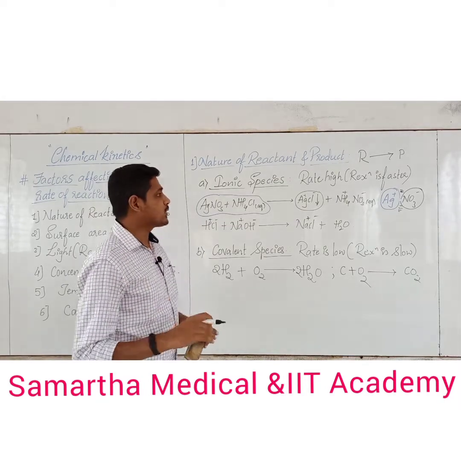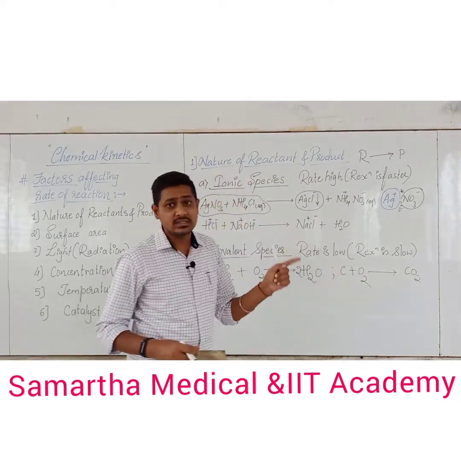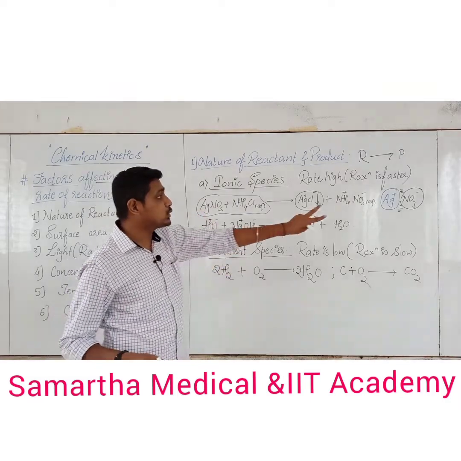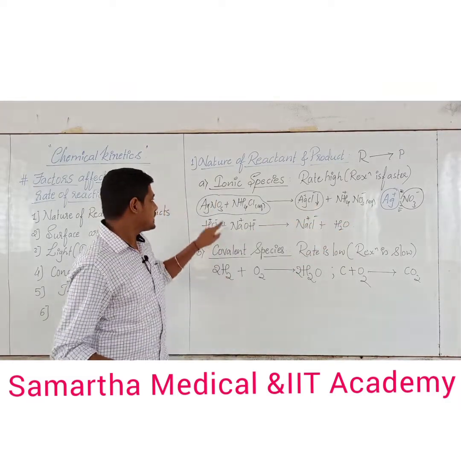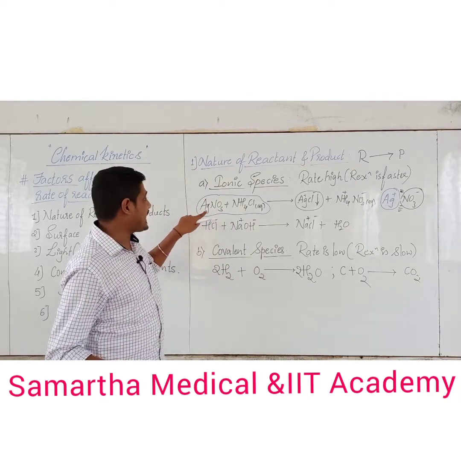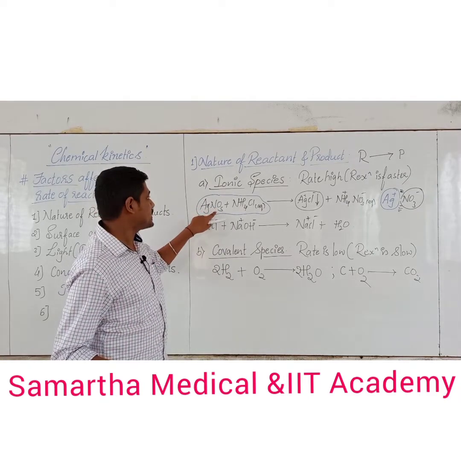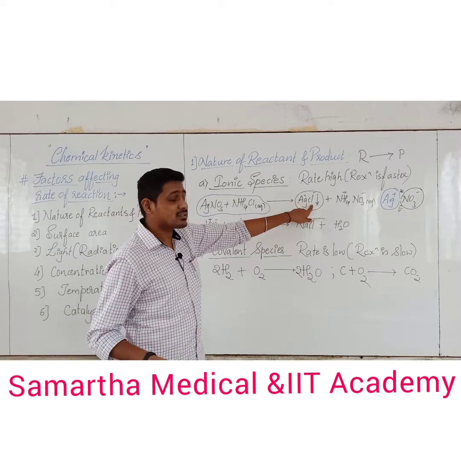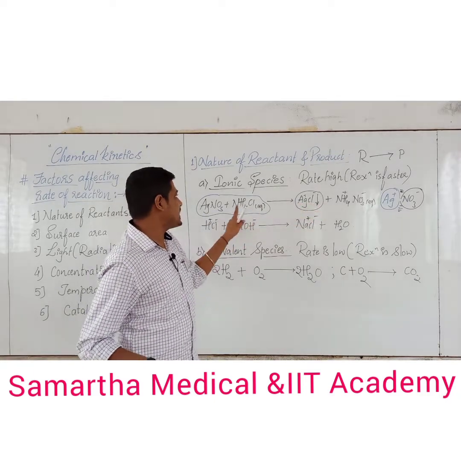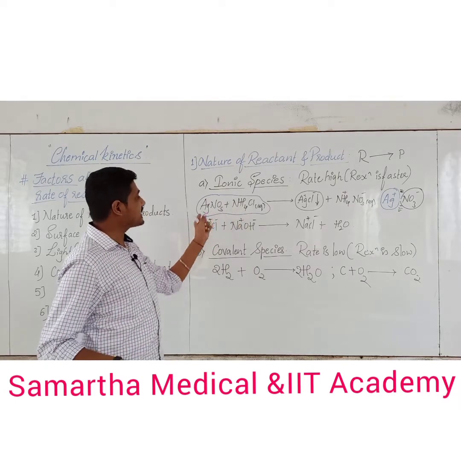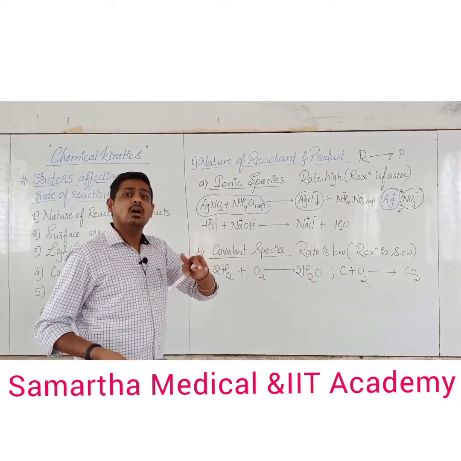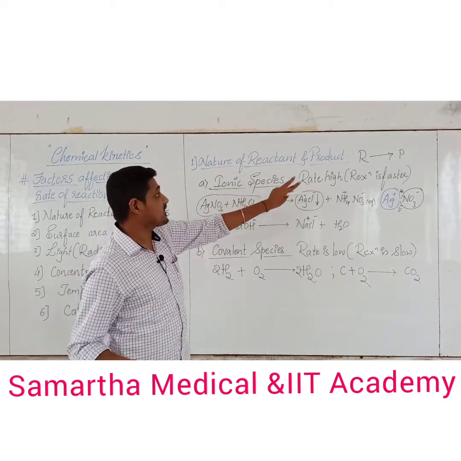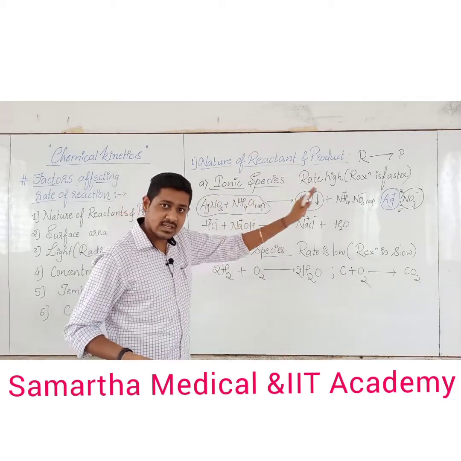Why faster? Because there is no actual bond breaking and no actual bond formation. It's just the electrostatic force of attraction between two opposite ions that is getting exchanged. Earlier the cation was silver and the anion was nitrate, but after the reaction, silver is now attracted to chloride, and ammonium is attracted to nitrate. The force of attraction is exchanged between two different types of ions. Therefore, if the reactants are ionic in nature, then the reaction is faster.